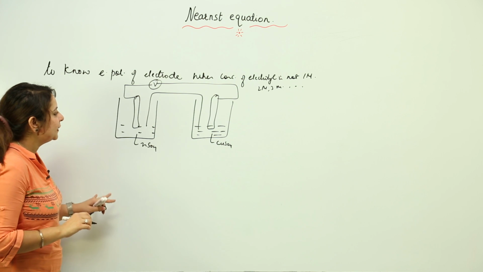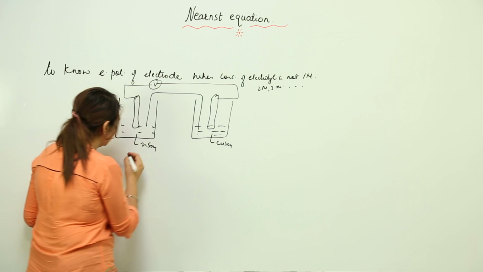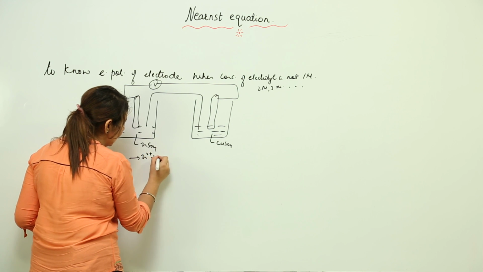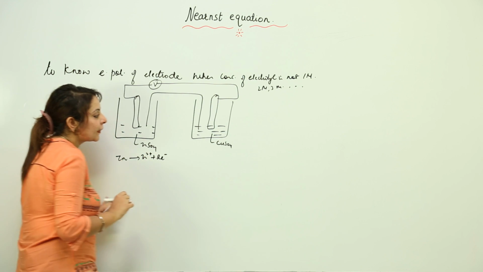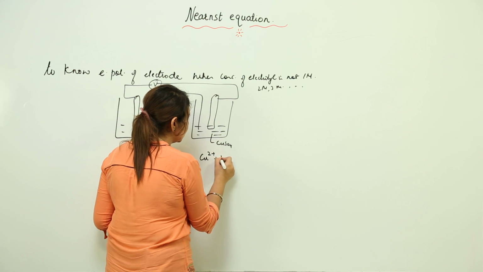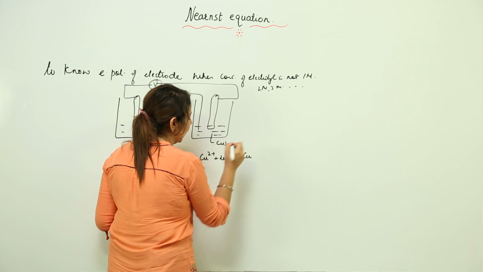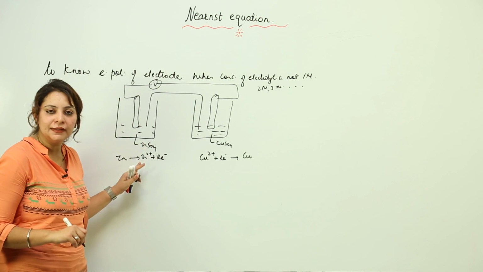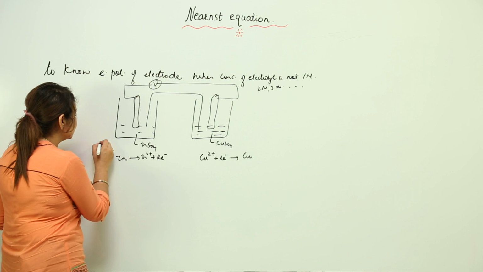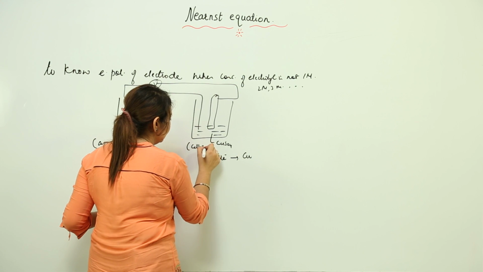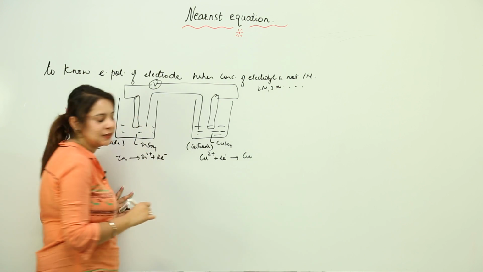So now what happens, as we know in the Daniell cell, zinc undergoes oxidation. That means it loses electrons and as a result releases 2 electrons. And in this case copper gains electrons, or you can say it undergoes reduction and forms copper. These are the reactions which are taking place in this container, that is, at the anode and at the cathode.